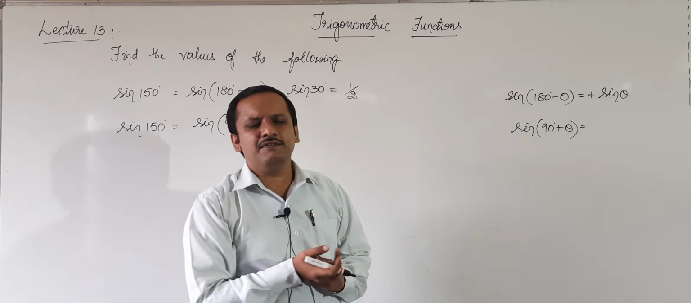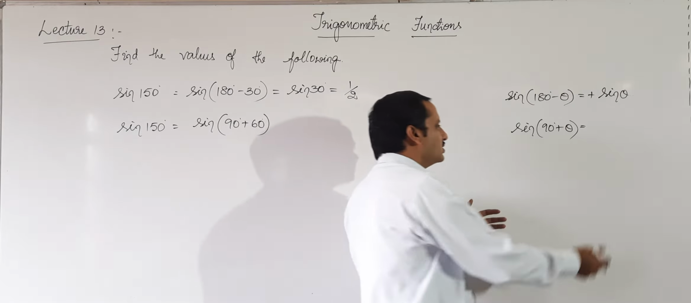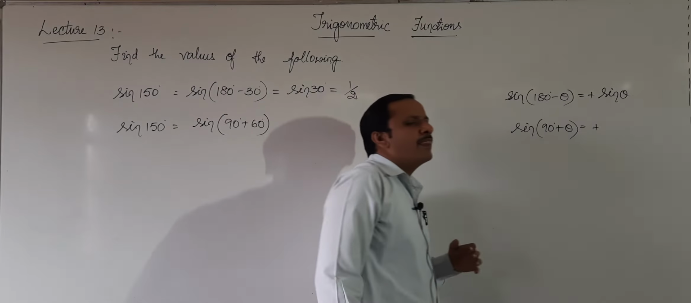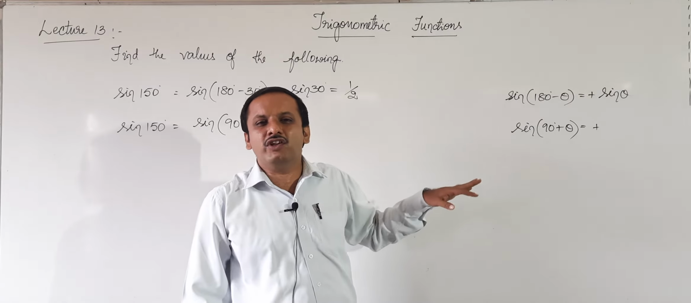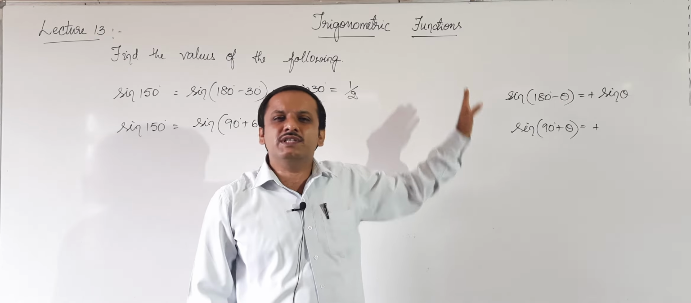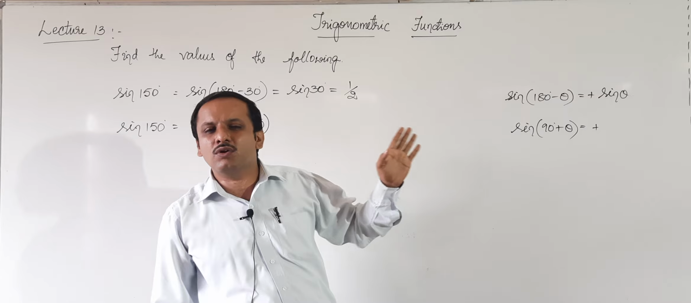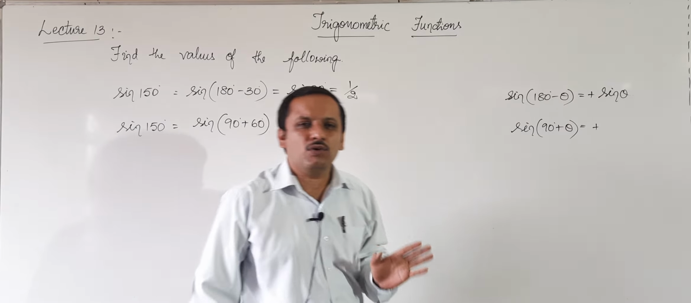90 plus theta, which quadrant? Second quadrant. In the second quadrant, sine is positive. Okay, fine. Then, in the second quadrant, sine is positive, you have written. Now, you are using 90 plus theta. That means you are using the vertical line. When you are using the vertical line, we have to write its co-function. If you are using 90 plus theta, you have to write the co-function.